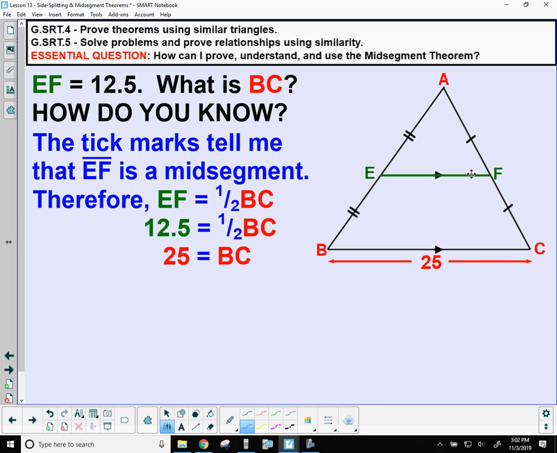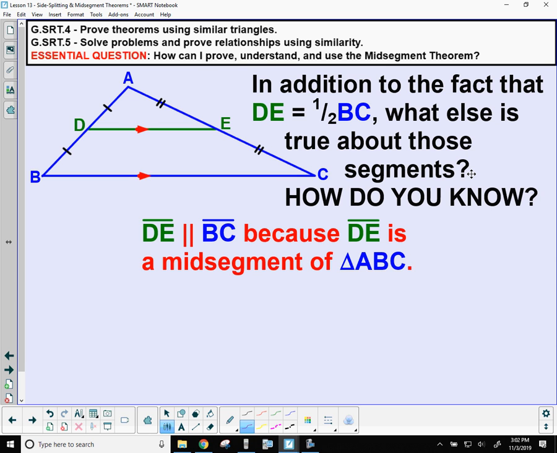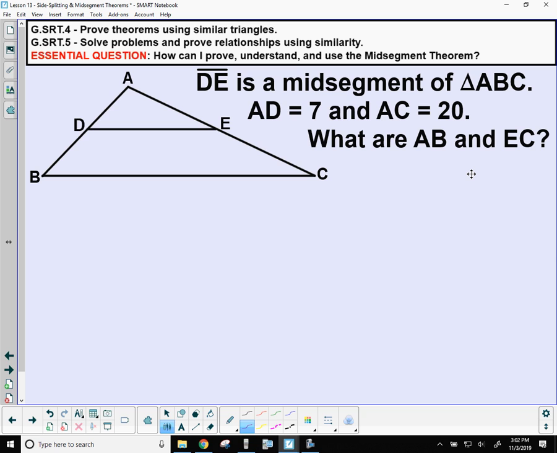In addition to the fact that DE is half of BC, what else about these two segments? Again, DE is parallel to BC. We said that before. Okay. Blue. So if that's the fact, then DE is a midsegment of ABC, then we can say AD is 7 and AC is 20. What are AB and EC?